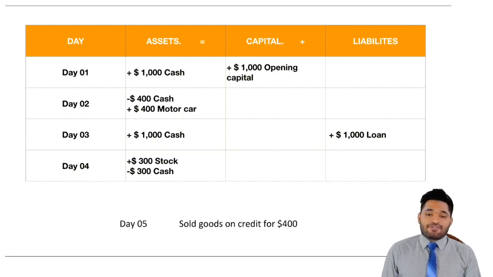Now on day 5, you sold goods on credit for 400. Now what do you mean by selling goods on credit?